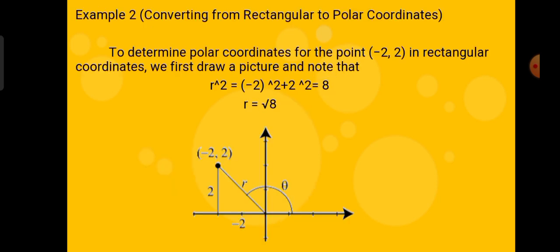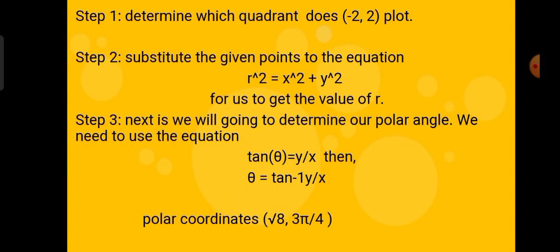So, example number 2, in converting from rectangular to polar coordinates. To determine the polar coordinates for the point negative 2 and 2 in rectangular coordinates, we first draw a picture and note that r squared is equal to negative 2 squared plus 2 squared is equal to 8. Therefore, the radius is equal to square root of 8.